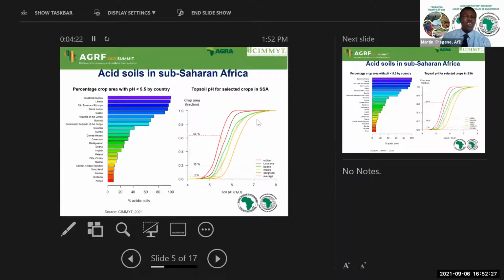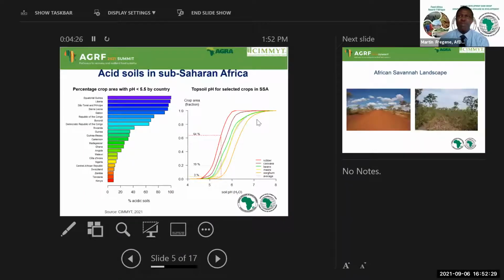And some have already spoken about this slide, about the percentage of countries with acid soils. You can see some countries like Equatorial Guinea, Congo, with a huge percentage of their soils being acid soil. No wonder some of these countries can barely feed themselves. They import so much food, for example, Equatorial Guinea.